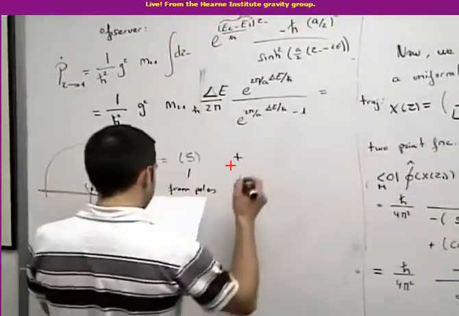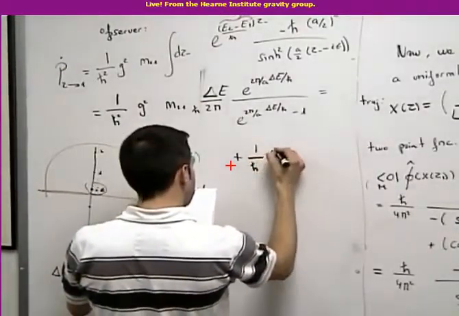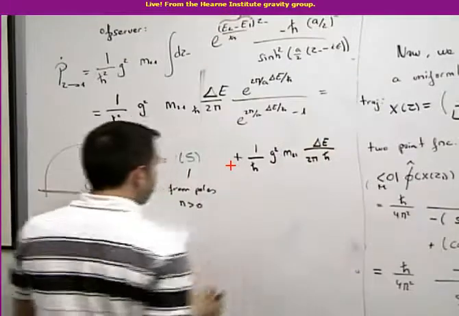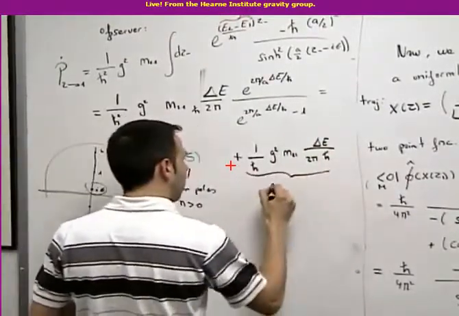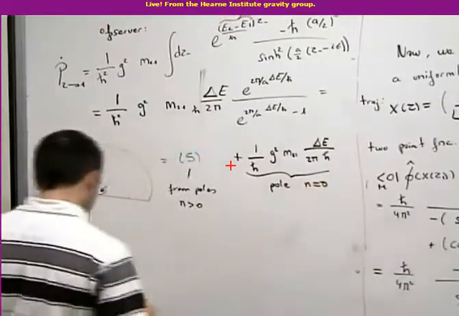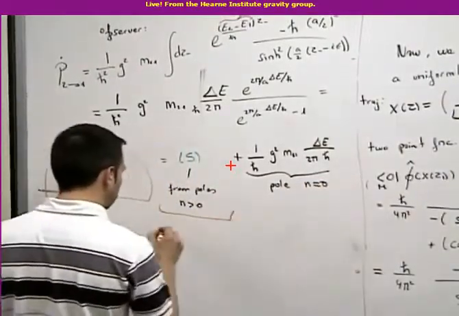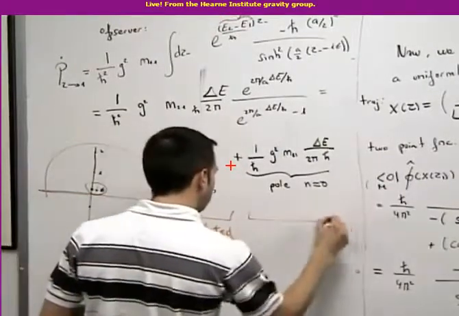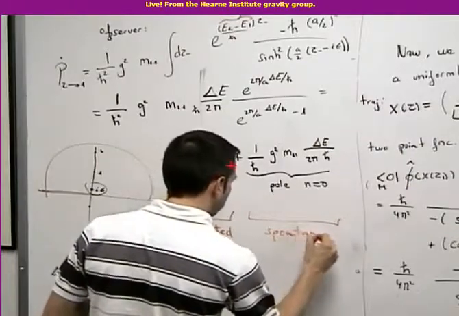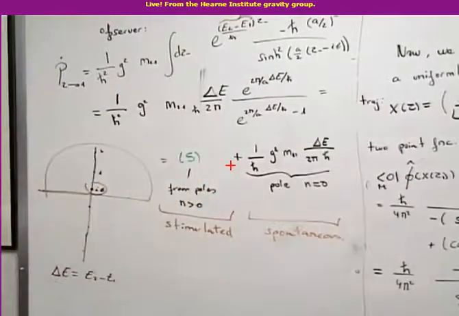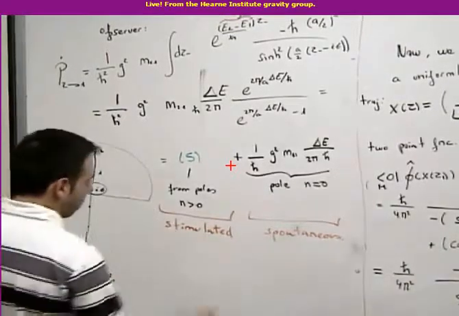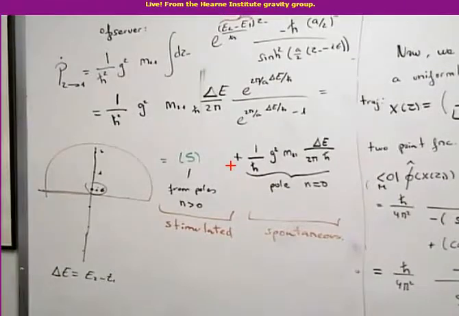Just repeating, delta E over 2 pi h bar. So this is the pole n equals 0. And as I said, the physical interpretation is that this is stimulated or induced emission, and this is spontaneous emission. Of course, the spontaneous emission doesn't depend on how the detector is moving because it just has to do with the detector itself.